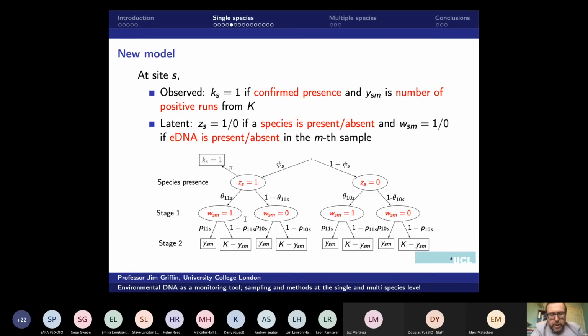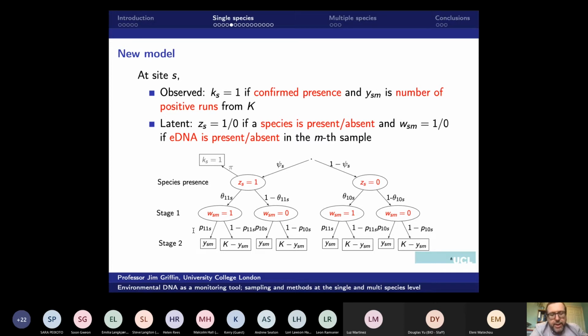But the main part of the model is further down. So we have these probabilities, θ1s and θ10s. So θ1s is the true positive. That's the probability, given presence, that we will have eDNA in our sample. And then θ10s is the corresponding false positive. That's the probability that there'll be eDNA in our sample, given that we don't have presence there.